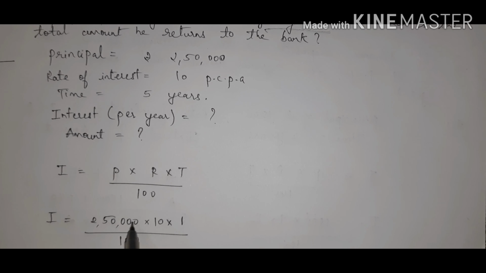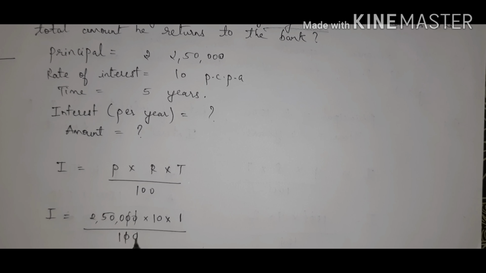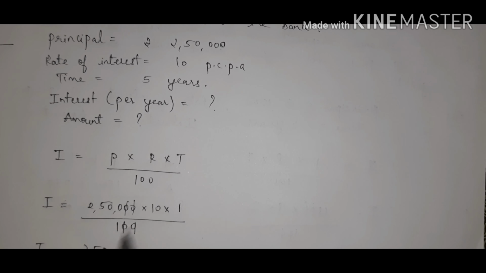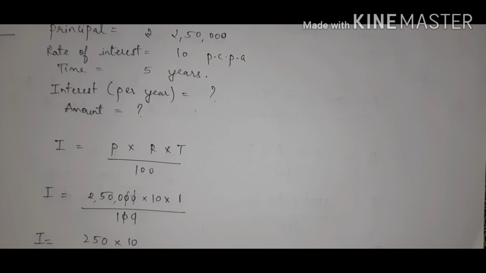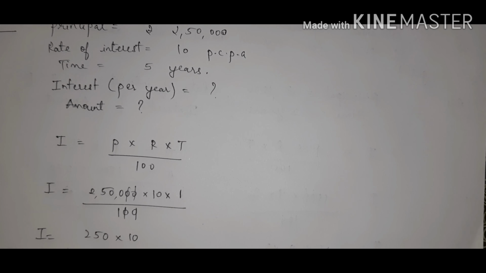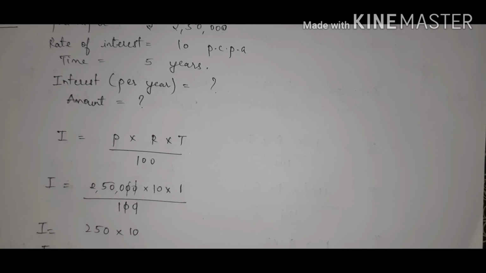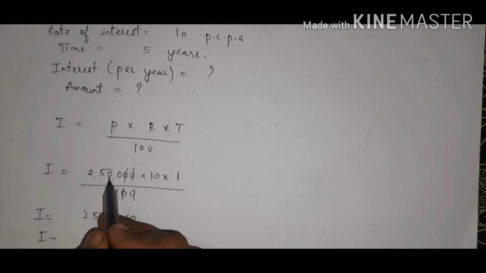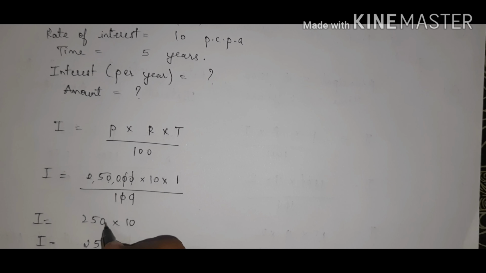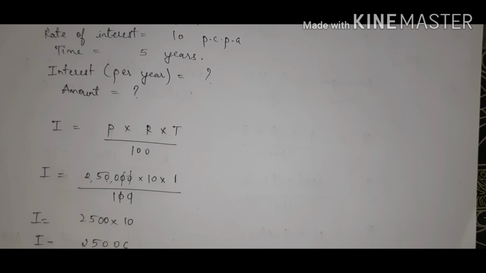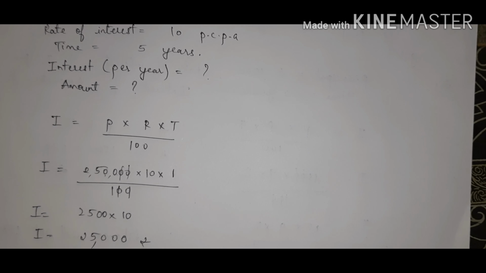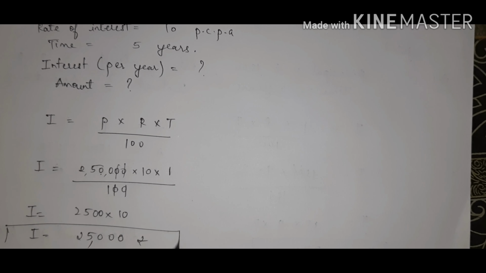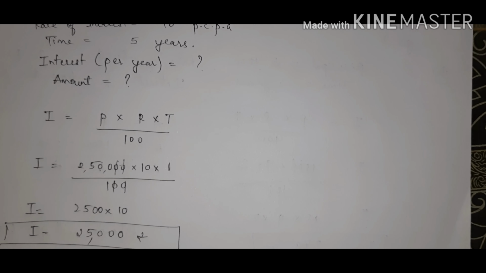So I is equal to, cancel out the zeros up and down. What is remaining is 250 multiplied by 10. So 250 multiplied by 10 will be 2,500 rupees. Sorry, one more zero is there: 25,100 into 100, so 25,000 rupees. So for yearly interest we got 25,000.